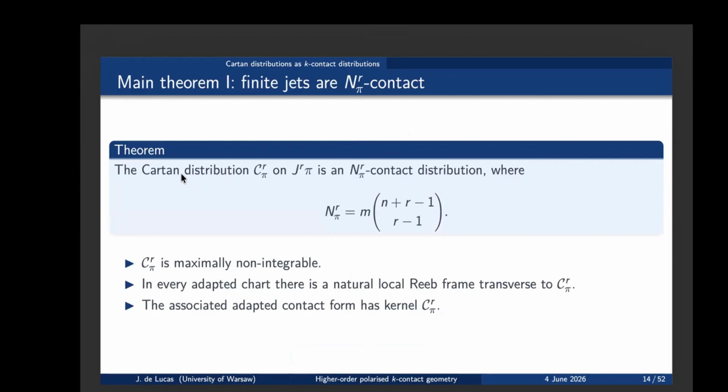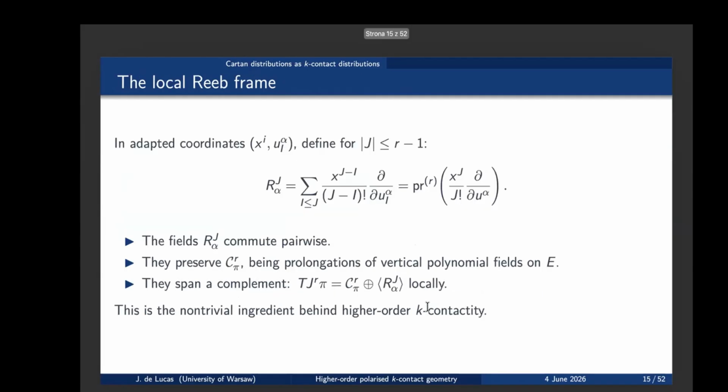So our theorem is that the Cartan distribution C R pi on J R pi is an N R pi contact distribution, where the number K is just given by this and is fixed by means of the jet bundle. So as every K contact distribution, it is maximally non-integrable. In every chart, we have the local frame that is transverse to C R pi. And the associated contact form, K contact, is N R pi contact form has C R.